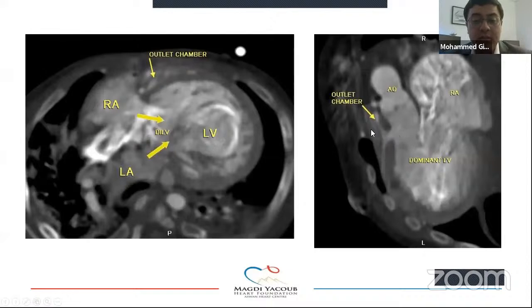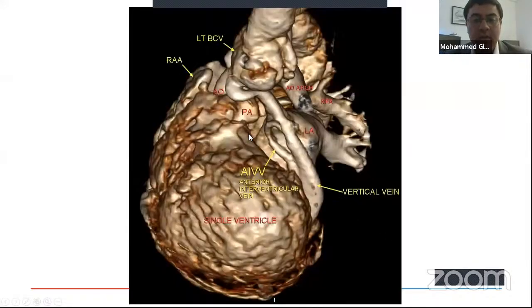And there is this rudimentary outlet chamber, which supplies the pulmonary artery. And reviewing this anatomy in this case, we found an unusual venous structure on the left side, seen draining into the left brachiocephalic vein. So we first assumed this venous structure is a persistent left superior vena cava.